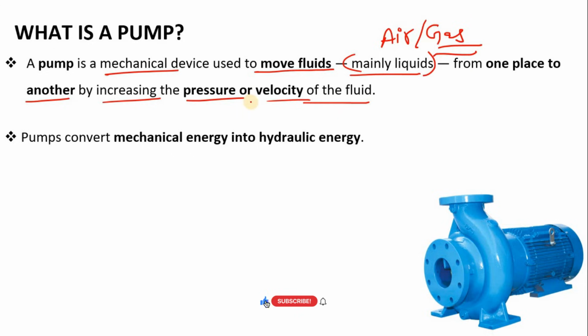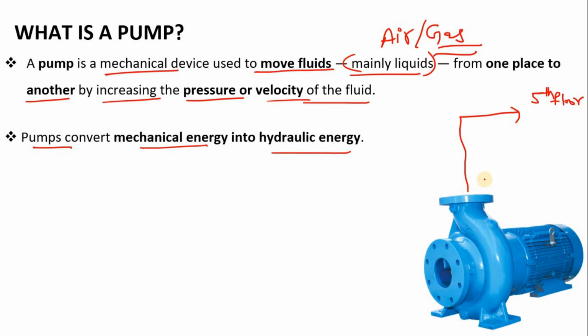Now, a pump is used to transfer fluid from one location to another location. Also, we can say a pump converts mechanical energy, which is given by the shaft of the motor, into hydraulic energy. Now, let's see. This is your pump, right? Now, you have to transfer your fluid to the 5th floor. How will you transfer fluid from location 1 to location 2?